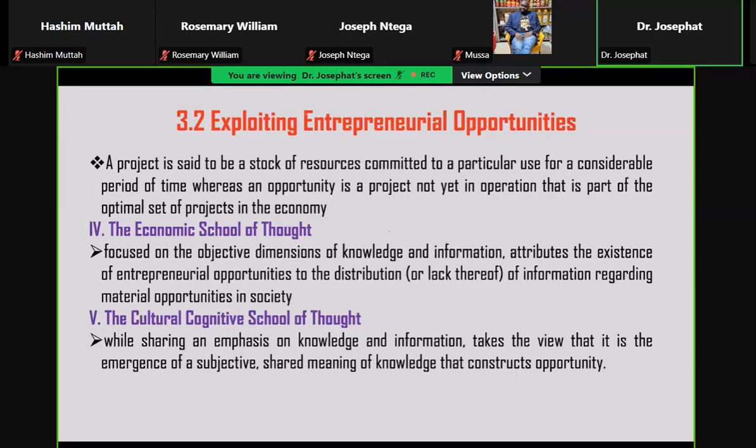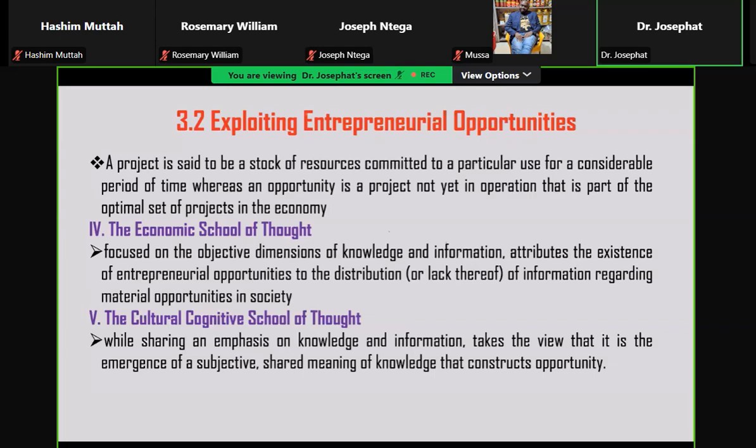Economic school of thought focuses on the objective dimension of knowledge and information. It attributes the existence of entrepreneurial opportunity to the distribution, or lack thereof, of information regarding material opportunities in society. So we are focused on the objective dimension of knowledge and information. Now, kuongelea kwamba knowledge and information hizi, they are a much more basic attribute to the existence of entrepreneurial opportunity. Kwamba unapokuwa na knowledge ya kitu fulani, unapokuwa na taarifa ya kitu fulani, inamsaidia yule individual mjasiriamali kuweza kujua existence ya fursa fulani kwenye mazingira yanayomzunguka.